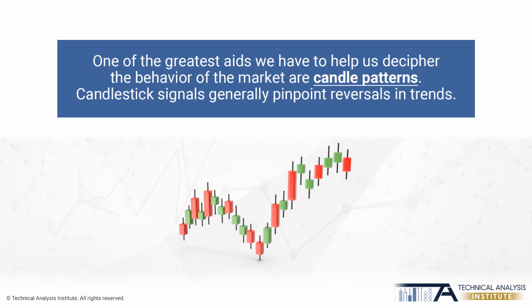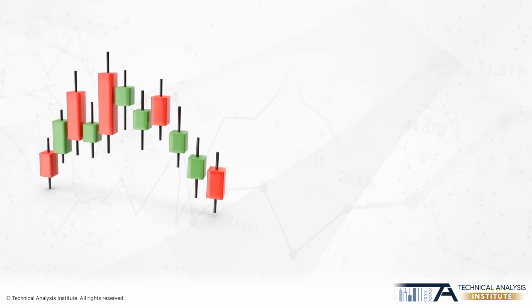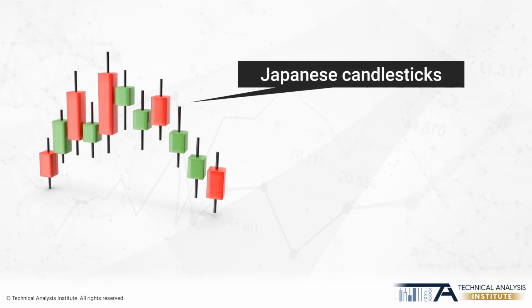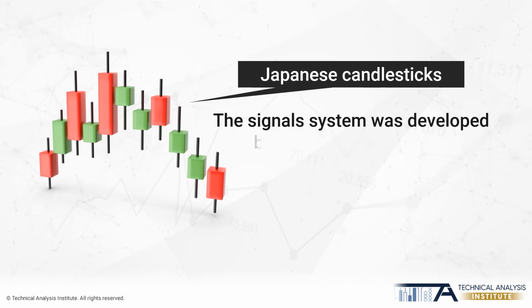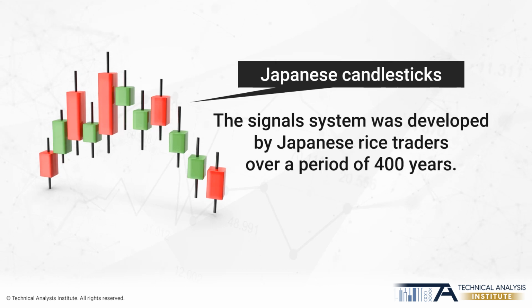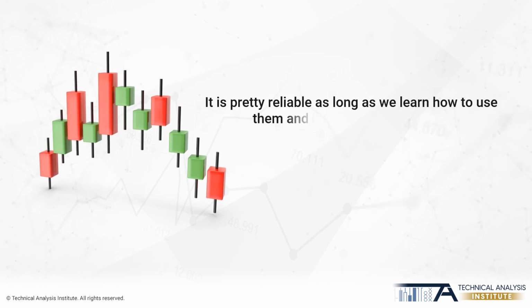One of the greatest aids we have to help us decipher the behavior of the market are candle patterns. Candlestick signals generally pinpoint reversals in trends. As you may know, these candlesticks are known as Japanese candlesticks. The signal system was developed by Japanese rice traders over a period of 400 years. So it is pretty reliable as long as we learn how to use them and identify them correctly.